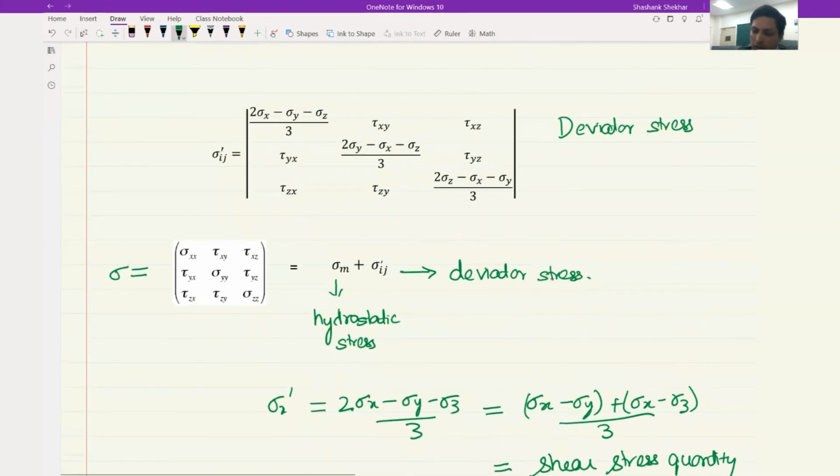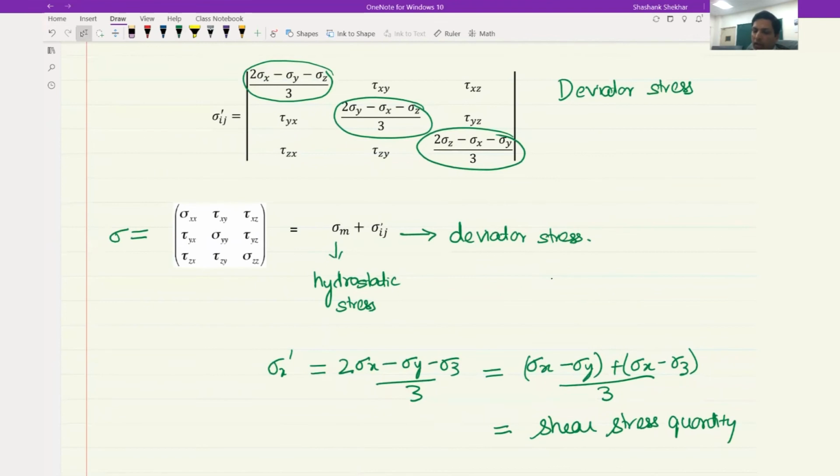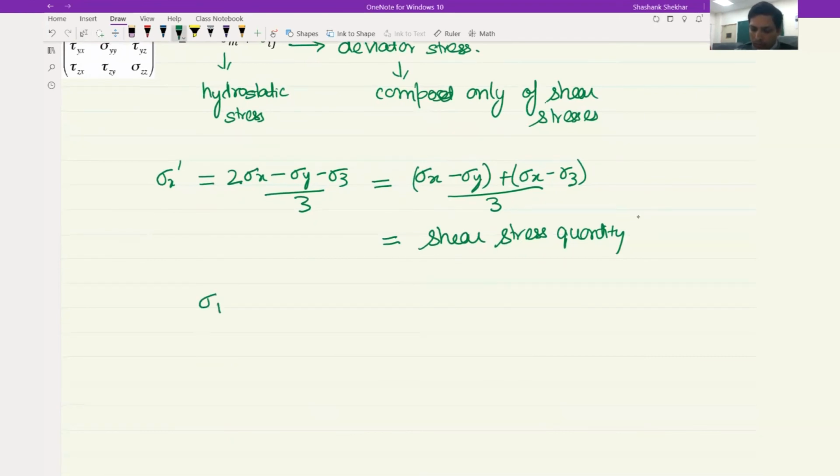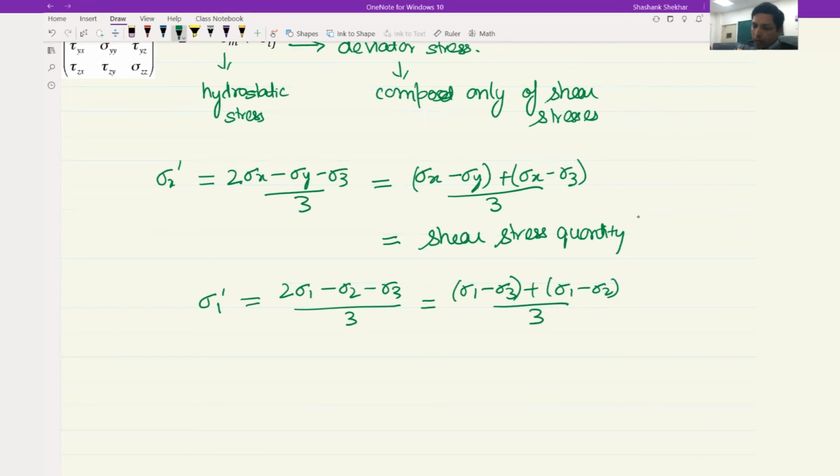So this is clearly a shear stress quantity. And thus, if you look at all these terms, this one, and this one, all of these are basically nothing but shear stress quantities. And therefore, deviator stress is composed only of shear stresses. So if we were to write it in terms of principal stresses, then this would become like this, which is equivalent to 2 by 3. This is tau 2, this is tau 3, this is tau 3 plus tau 2.